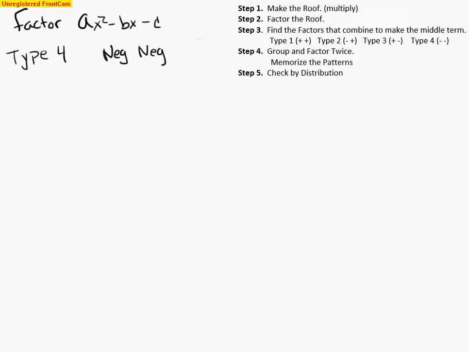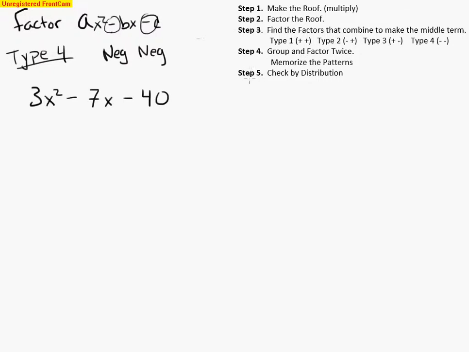Here's our last type of factoring a quadratic. This is when I have a quadratic with a negative and a negative. This is type 4, negative, negative. So one of the problems that I'm going to do today, my example is going to be 3x squared minus 7x minus 40. You see this has the negative and the negative, so this is a type 4.